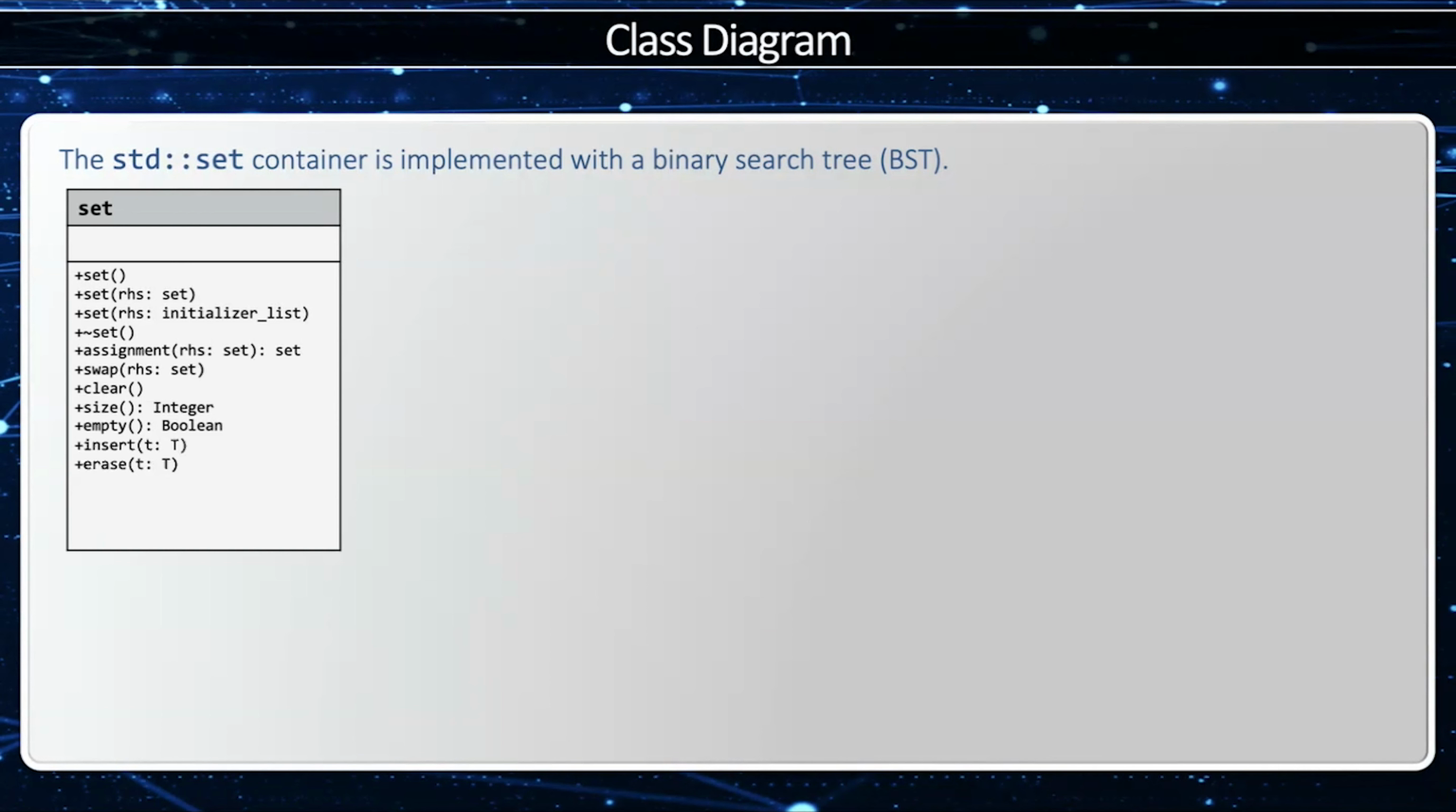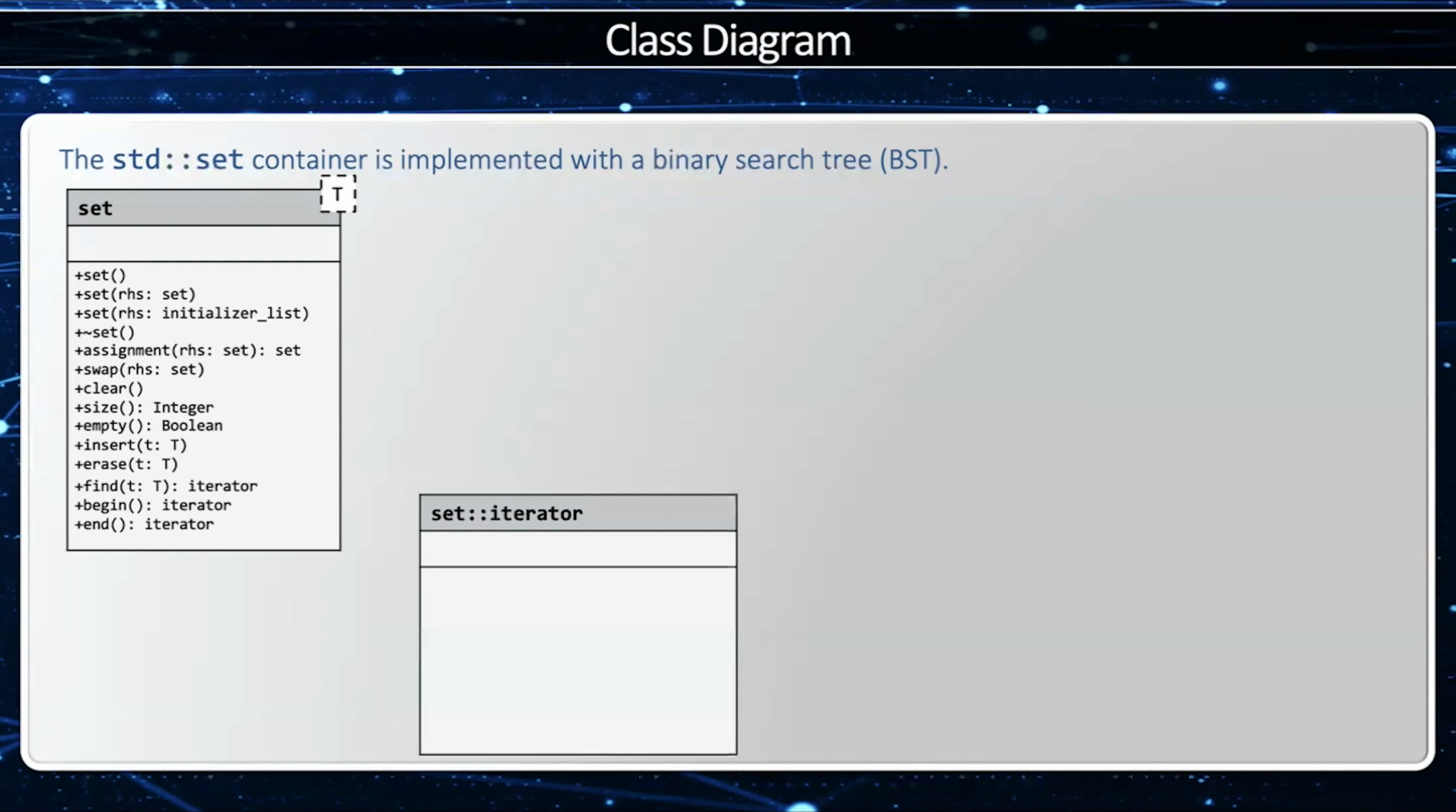Now, a set allows us to insert and erase things in logarithmic time. And I'm going to insert what? A T, so this is a template class. I'm also going to be able to find an element in logarithmic time, and I have a begin and end iterator. So, those return iterator, so I need to have an iterator class, and this is going to be a nested class within the set, so it's set::iterator.